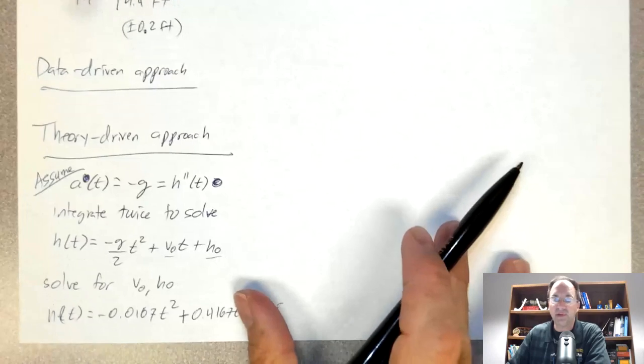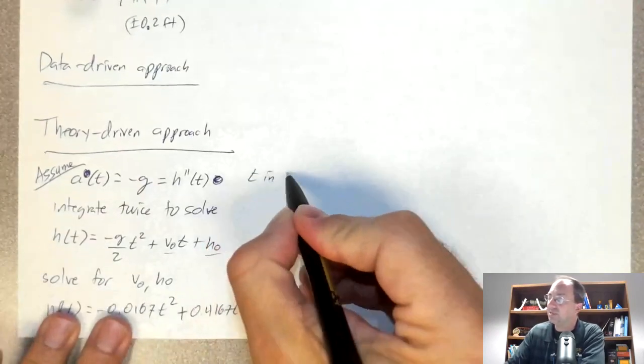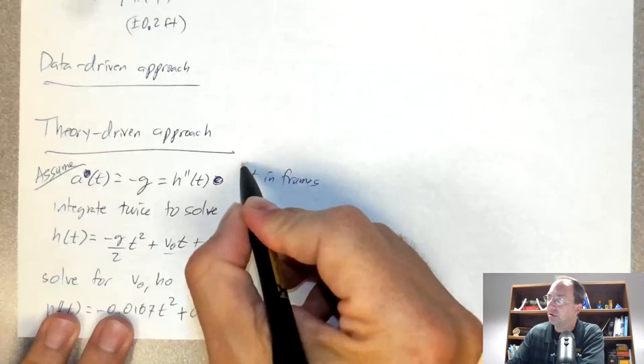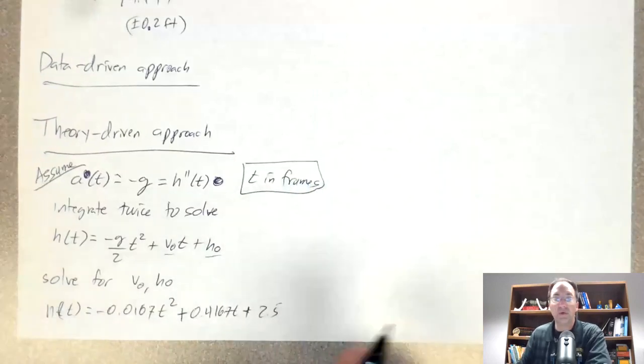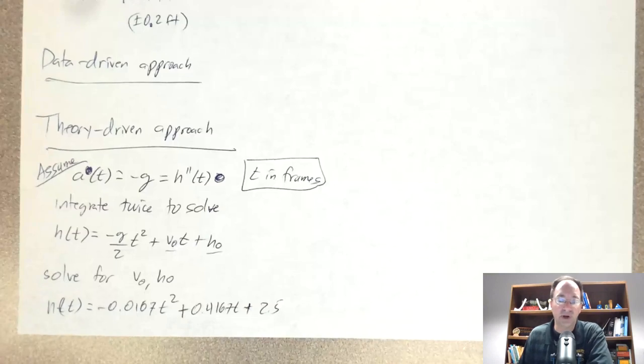Notice another thing we would have to keep in mind is our time unit here is in frames, not seconds. So one thing we would have to be careful of is gravity is not the traditional either 9.8 meters per second squared or 32, right? Even though our height is in feet, our time is in frames. So that's why this number may look a bit unfamiliar.